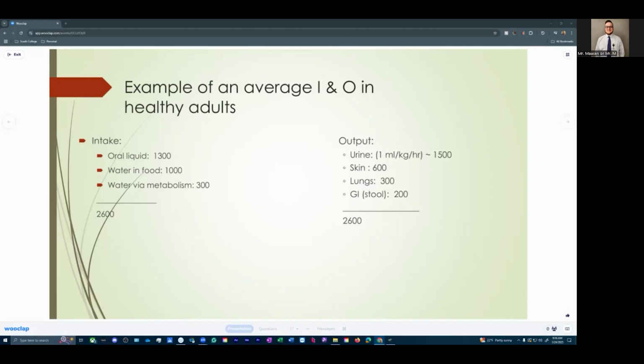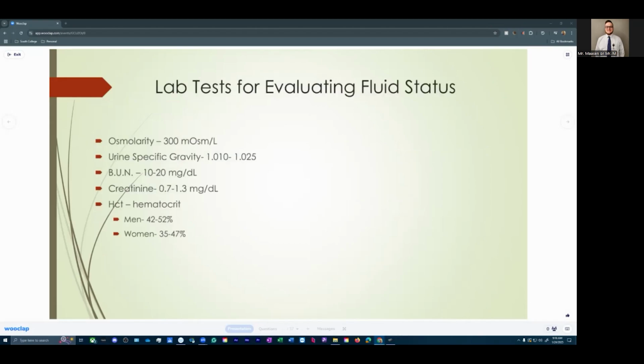So that's kind of what this is trying to tell us. So I's and O's are very important. You need to understand what an I and O is. It's intake and output documentation, basically. So, lab tests for evaluating fluid status. There are several. Lab values can depend on your institution and what textbook they're using to reference. These are the ones we're going to use.